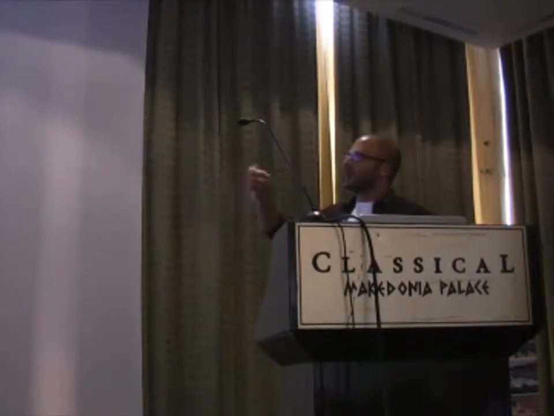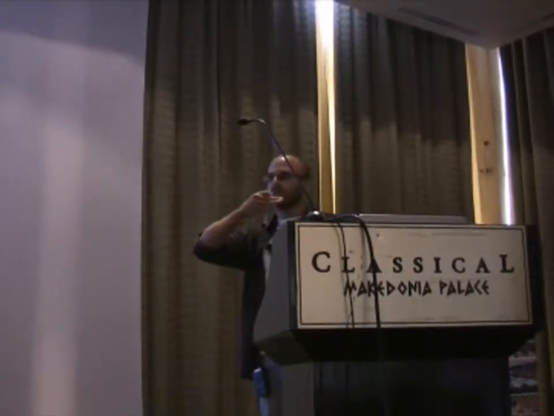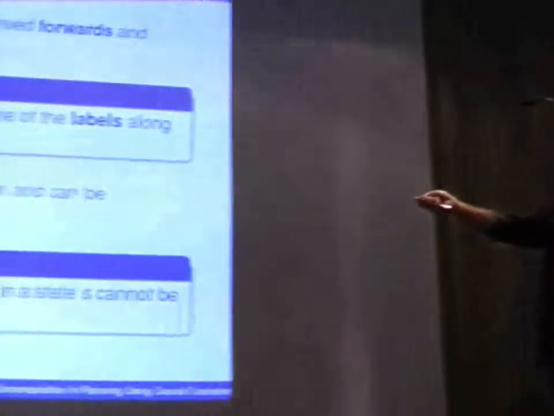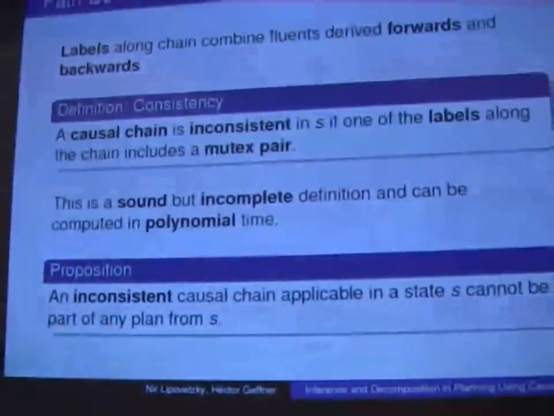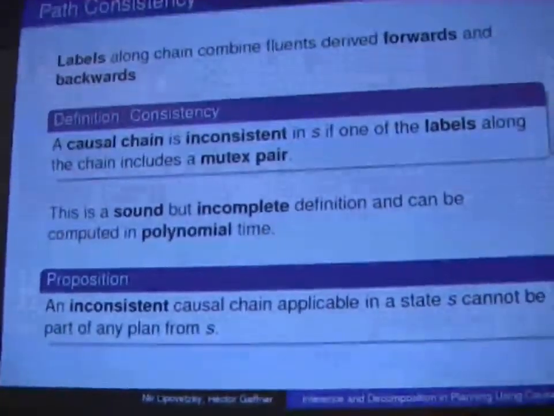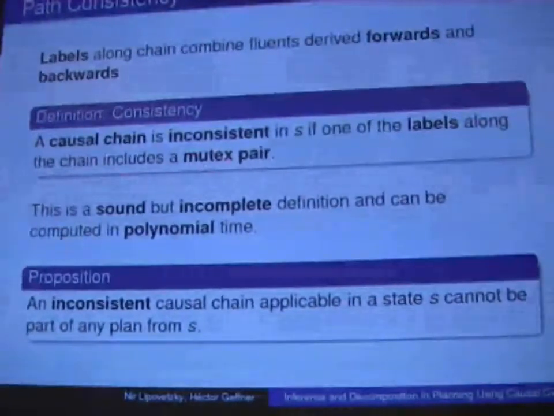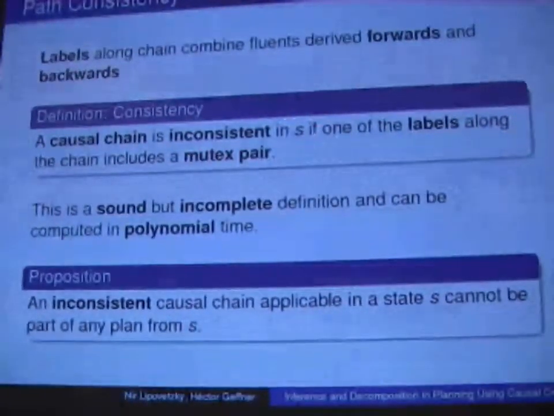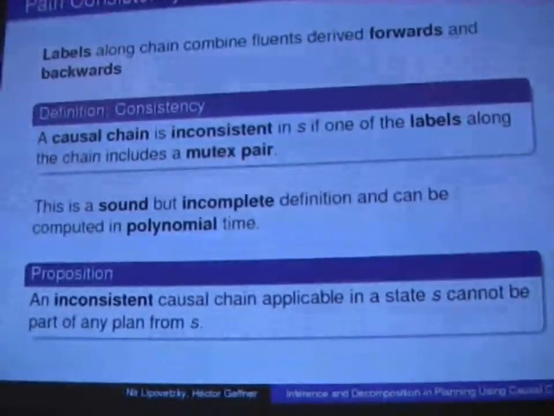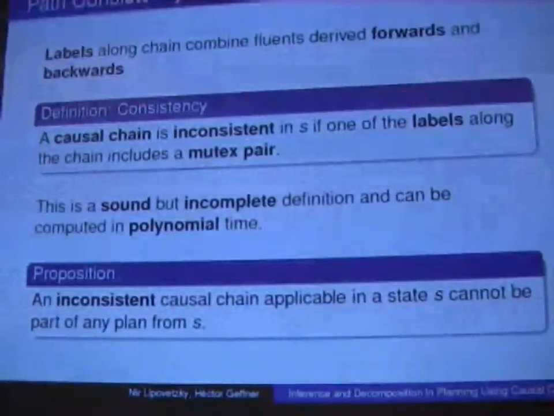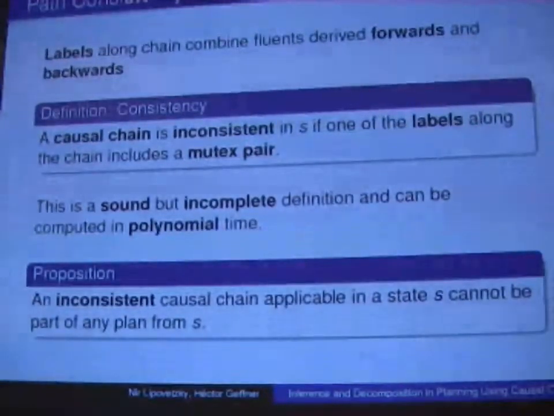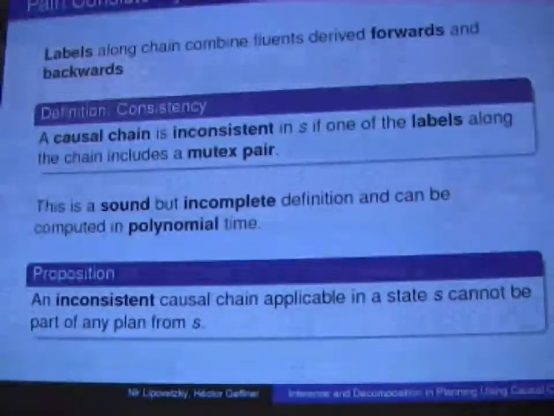So when we combine the information forward and backward, we will get the labels that contain the set of atoms true right before and right after each action, and we will say that a chain is inconsistent in a given state if one of the labels of the chain includes just a mutex pair. So this is a sound but incomplete definition, and it can be computed in polynomial time.